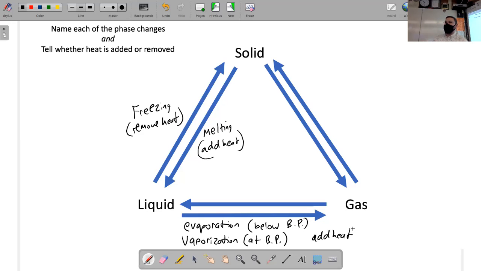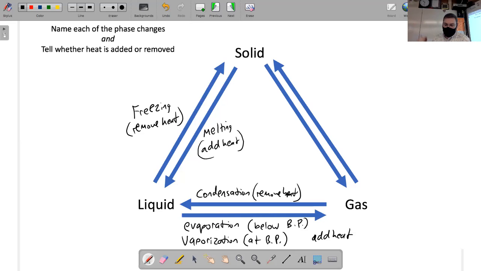Okay, so then what's it called? We didn't say that yet. When you go from gas to liquid, it starts with a C. Condensation. You got to remove heat. And I want to give you examples of how each of these happen in nature.